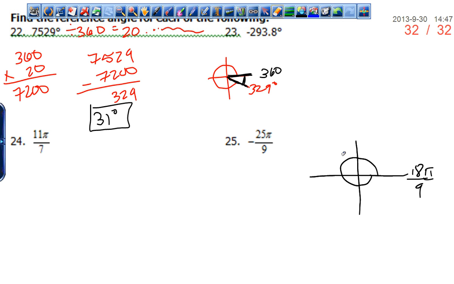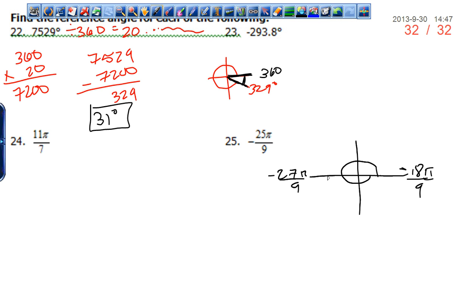Now what does negative mean? We're just going the other way. So this is, we'll say negative 18 pi over 9. So I went that far. Okay, that's awesome, but I'm not there. So if I added another 9 over 9, that would get me to this side over here, and that would be negative 27 pi over 9.